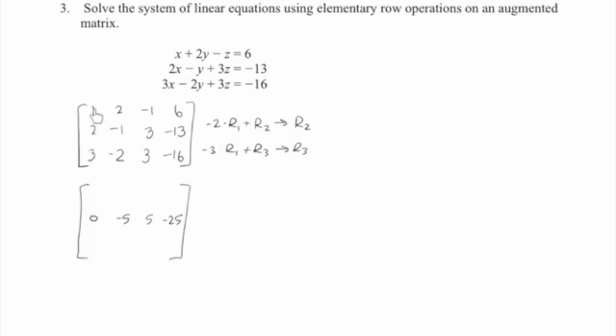So 1 times -3 plus 3 is 0. 2 times -3 is -6, plus -2 is -8. -3 times -1 is 3. 3 plus 3 is 6. And then 6 times -3 is -18. -18 plus -16 is -34.